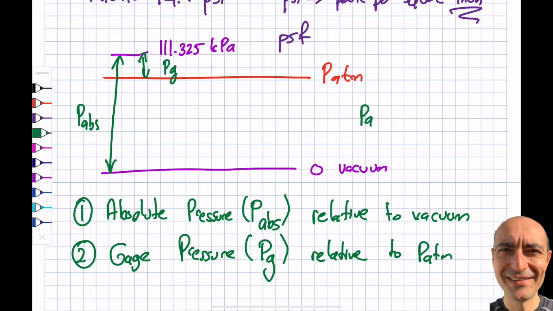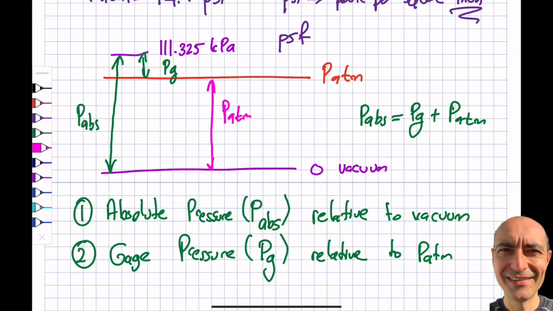My PABS will be equal to P gauge plus PATM, right? You can see, sum these two up, PATM plus P gauge is the length of that line, right? So this is a relationship that we need to know.